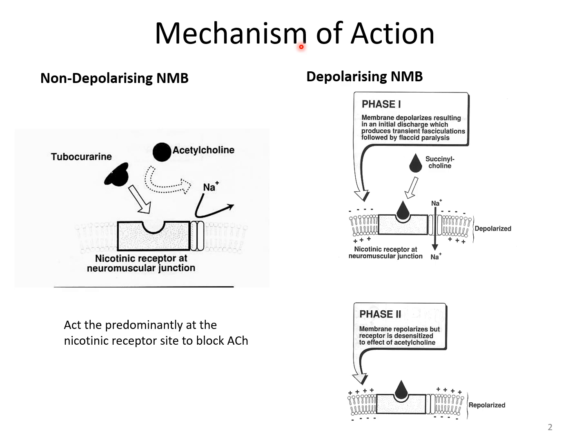And for the depolarizing NMB, for phase one, the membrane is depolarized by the opening of the acetylcholine receptor channel, causing a brief period of muscle fasciculation. And for phase two, the end plate eventually repolarizes, but because succinylcholine is not metabolized like acetylcholine, it continues to occupy the acetylcholine receptors to desensitize the end plate.